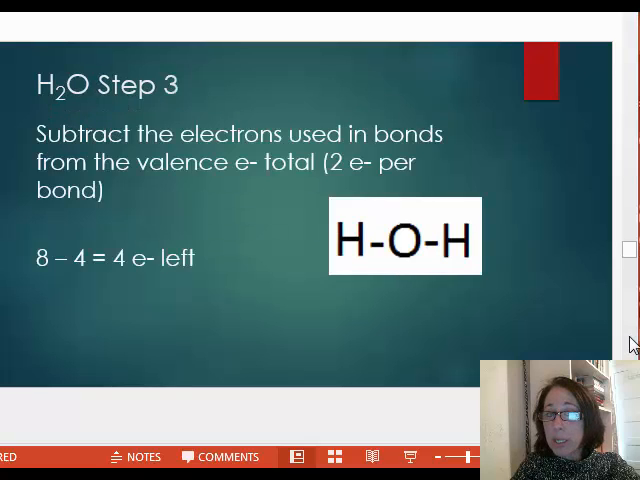In step 3, we need to account for the electrons used in bonding. So we subtract the 4 electrons used in the bonds between oxygen and hydrogen from the original 8 valence electrons we calculated in step 1. This gives us 4 electrons that have not been used.